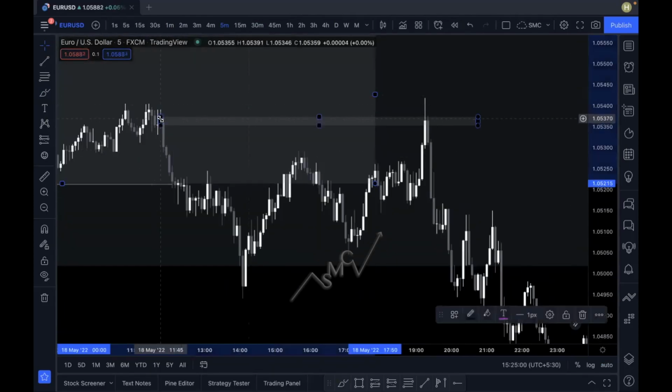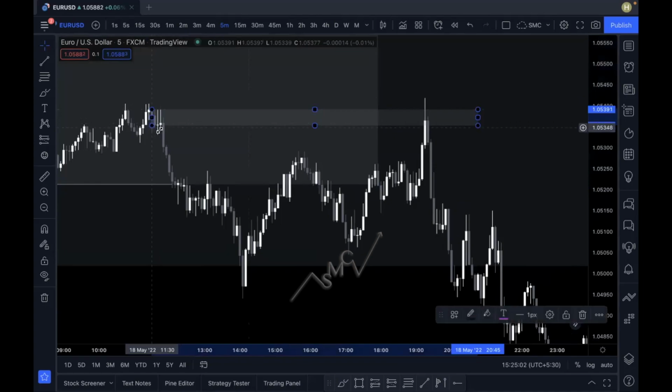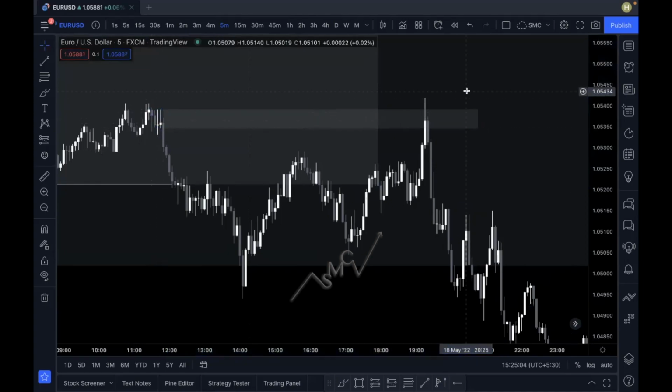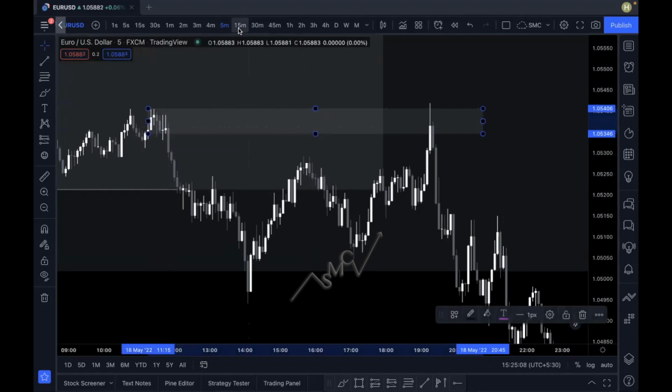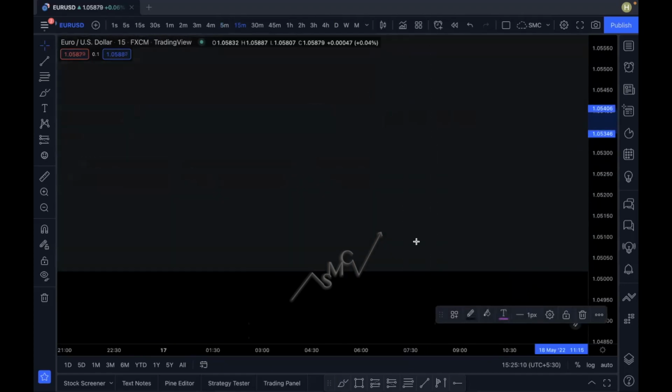There we found the perfect example for that. If you're looking at this zone, if this was your POI, if it was even bigger, I mean, if you go on a bigger time frame, it will be a little bigger.